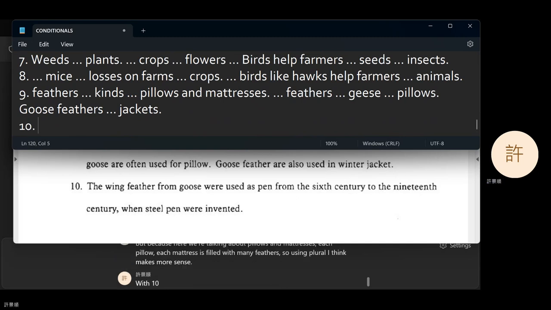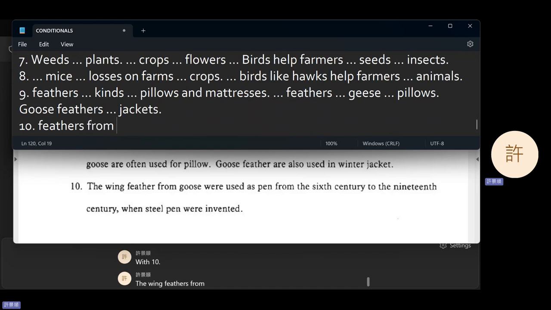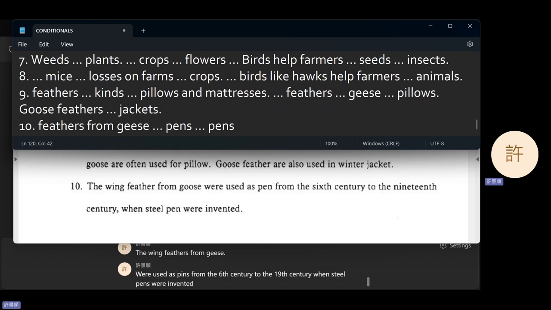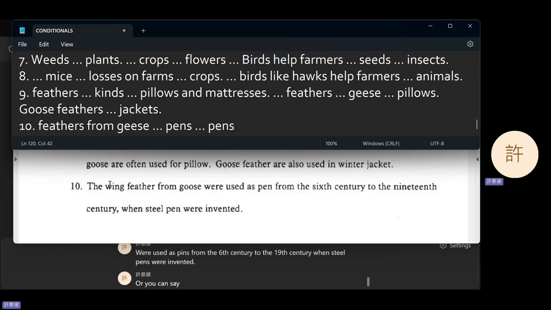Number 10. The wing feathers from geese were used as pens from the 6th century to the 19th century when steel pens were invented. Or you can say the wing feather from the goose was used as a pen, blah, blah, blah, when the steel pen was invented.